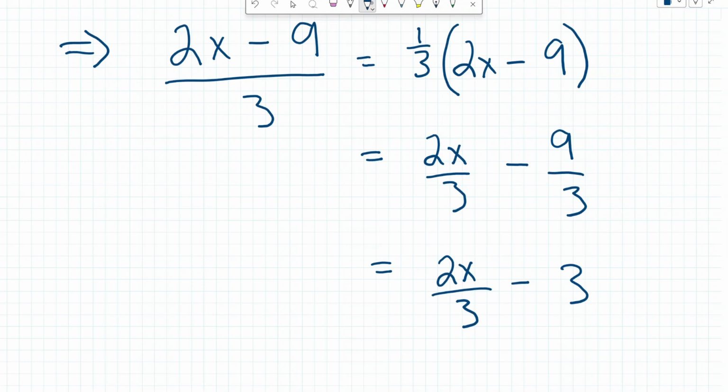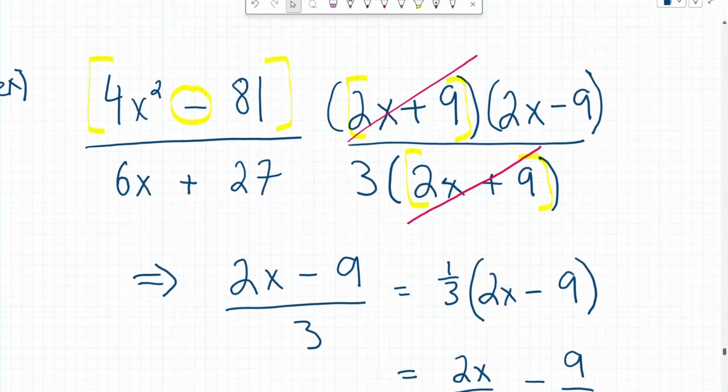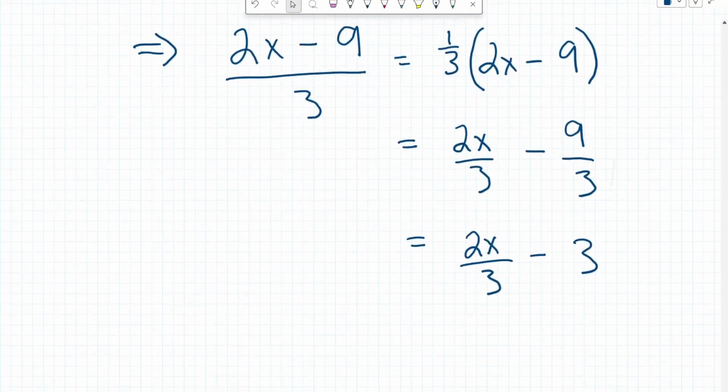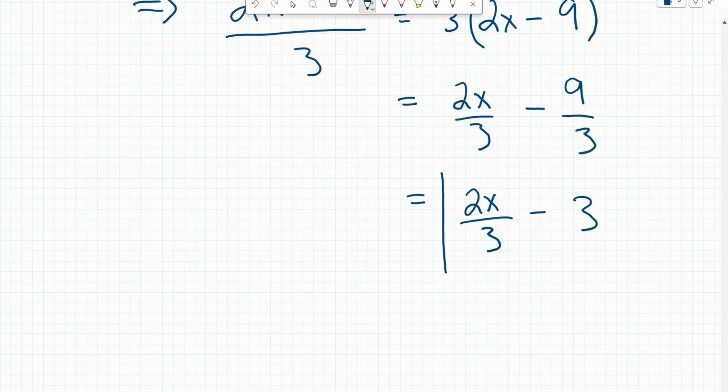Wasn't that easy? We took this seemingly complicated looking rational function that we started with. We then factored both the numerator and the denominator, and we looked for common terms. We were able to cancel out 2x plus 9 because it existed on the top and on the bottom. From there, we simplified our expression, and our final result was 2x over 3 minus 3.